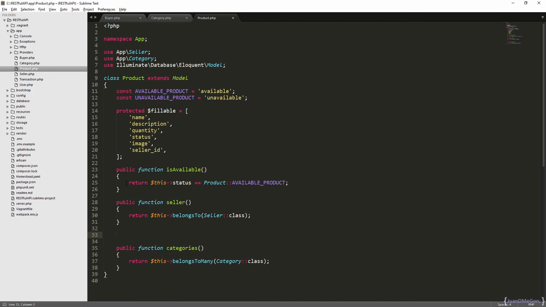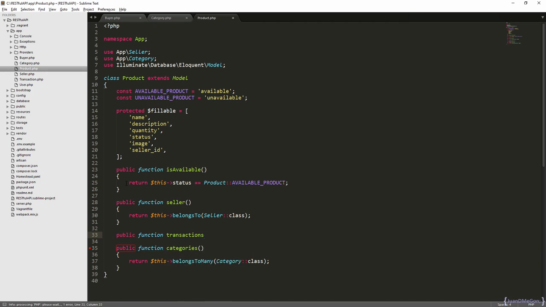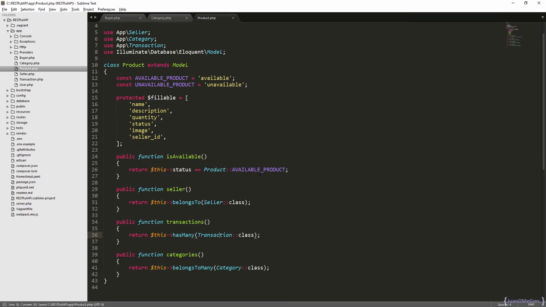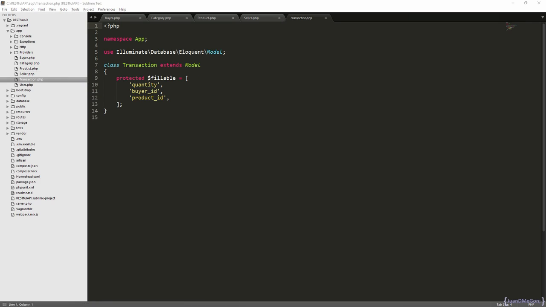And finally, we have the relationship between product and transaction. A product has many transactions. And we are done now with the product model. Let's continue with seller. A seller only has several products. It means a seller has many products. And go to the transaction model.